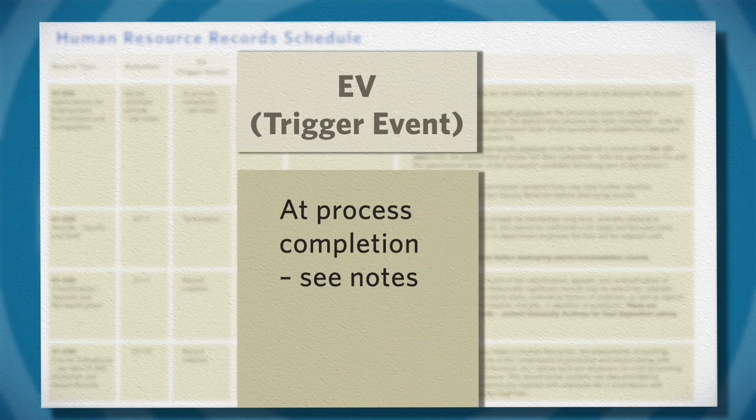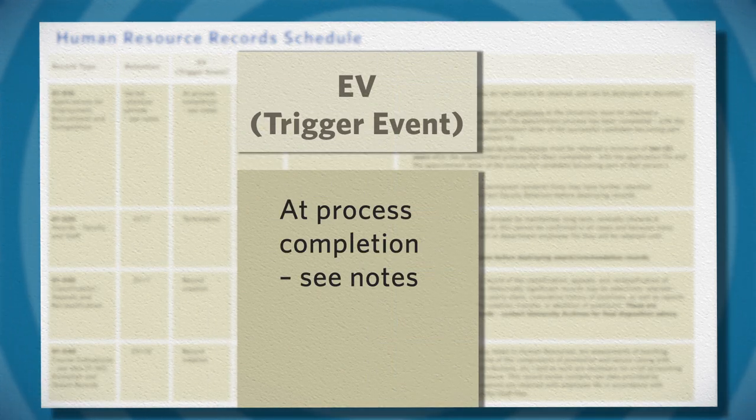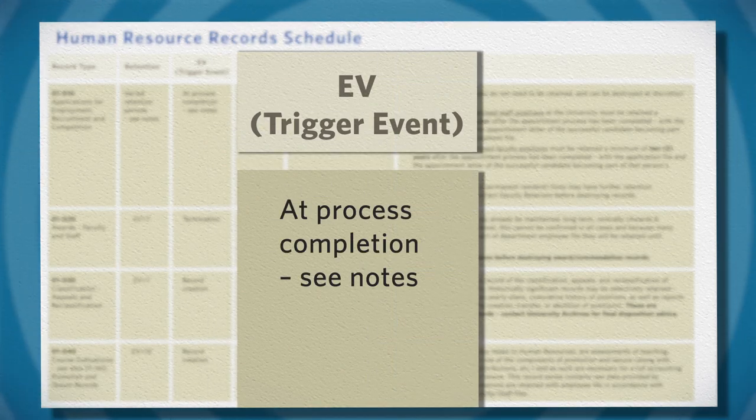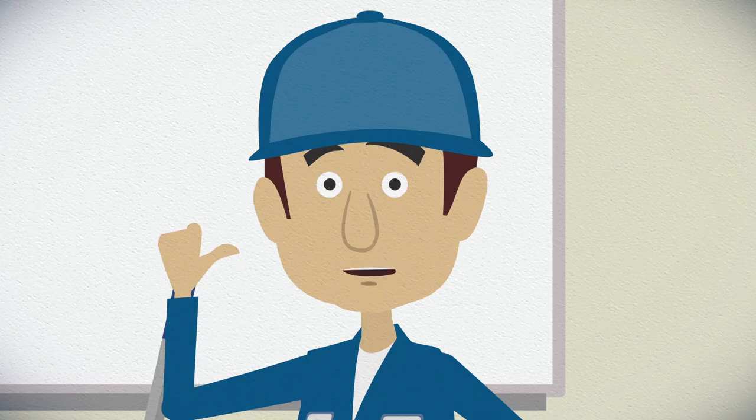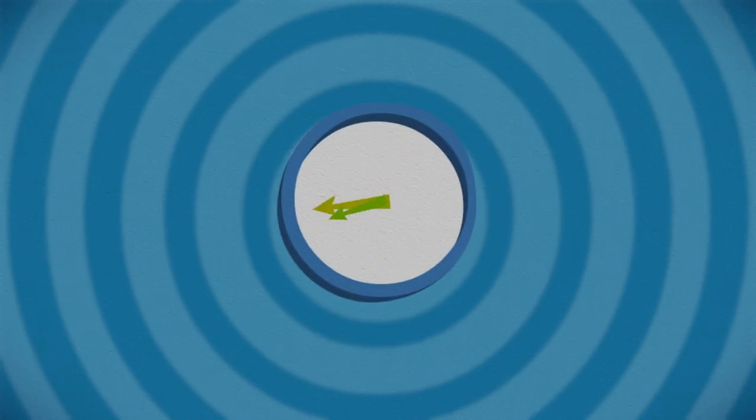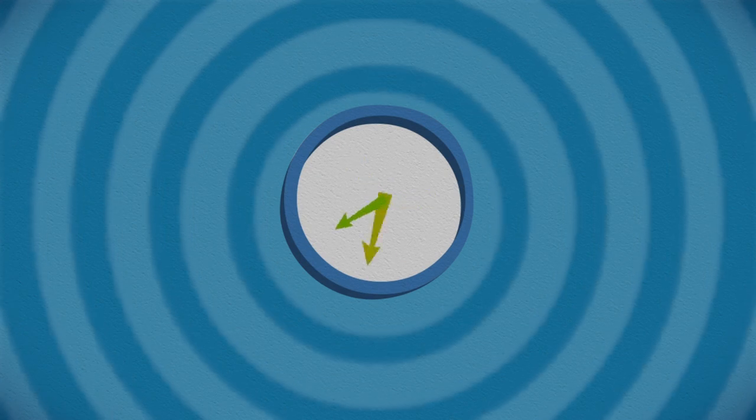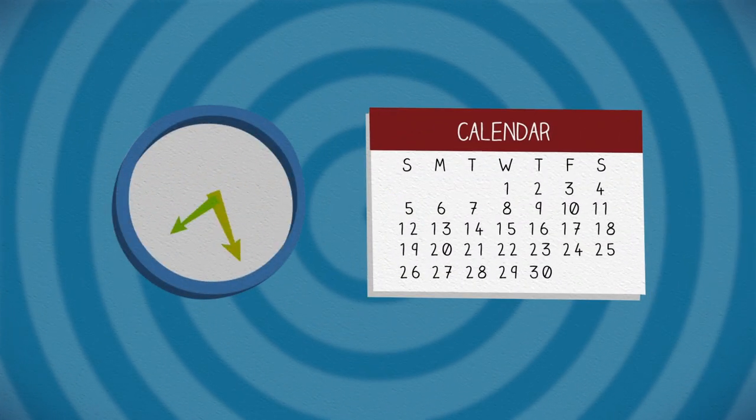Moving along the schedule, we see something called EV, which is the event trigger. What's an event trigger, you ask? Yeah, I thought you'd ask. An event trigger is an action that starts the retention clock ticking. It is a date that something happens.